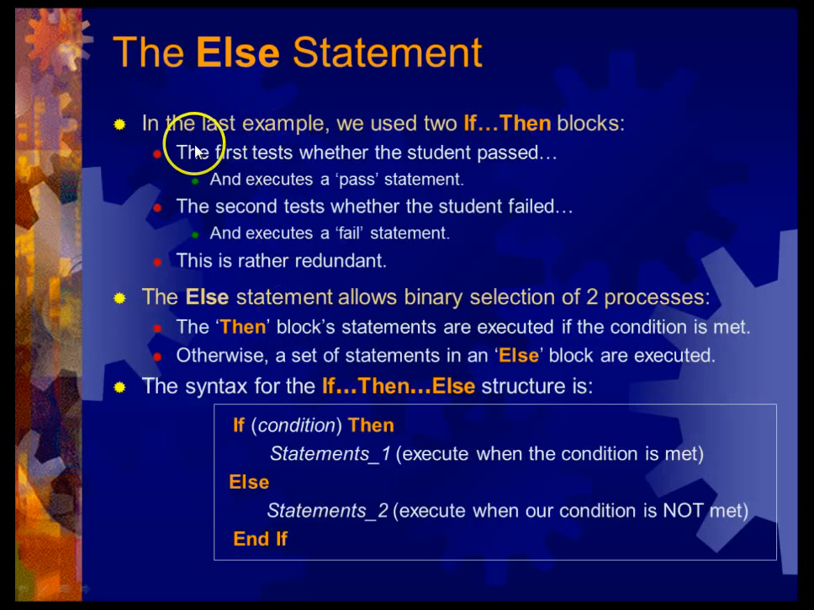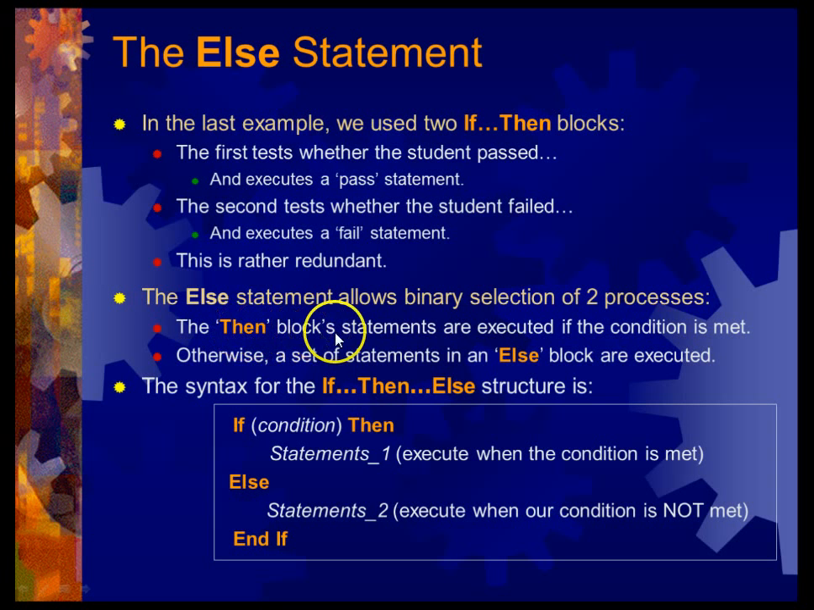Okay, let's see what he says. In the last example, we used two if-then blocks. The first tests whether the student passed and executes a pass statement. The second tests whether the student failed and executes a fail statement. This is rather redundant. Okay, the else statement allows binary selection of two processes, whatever that means.